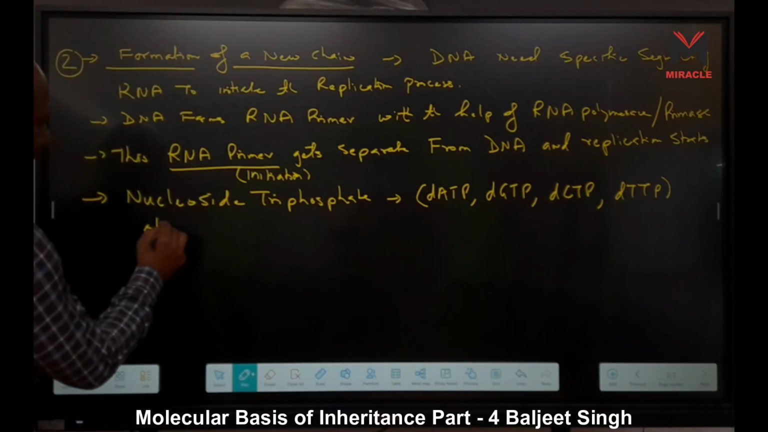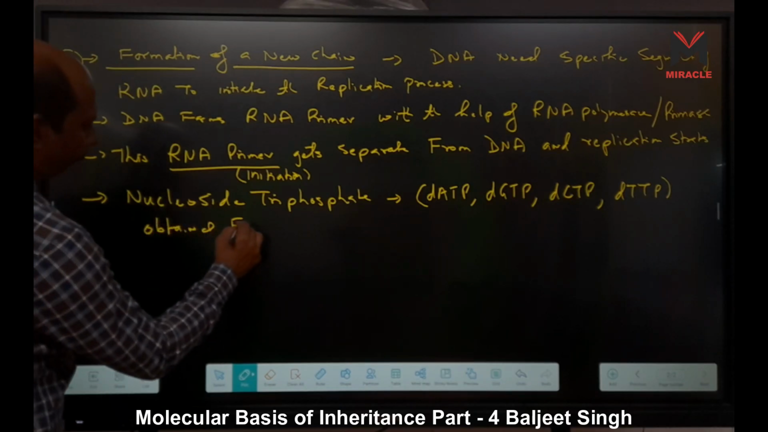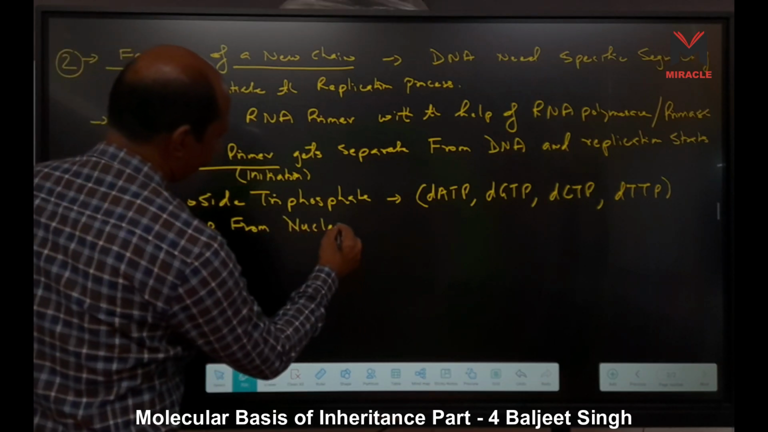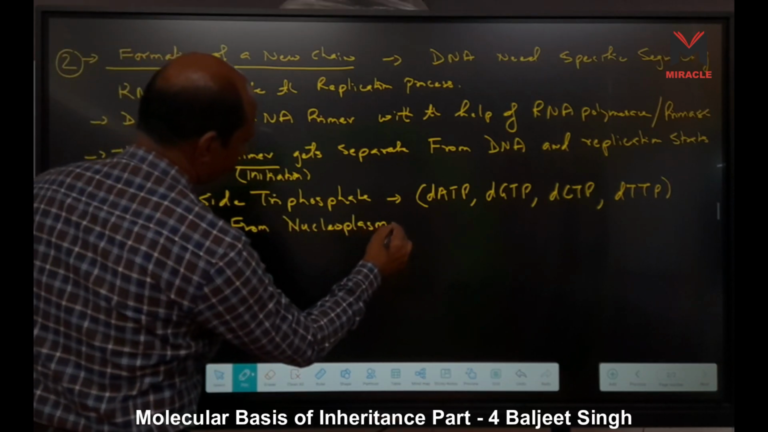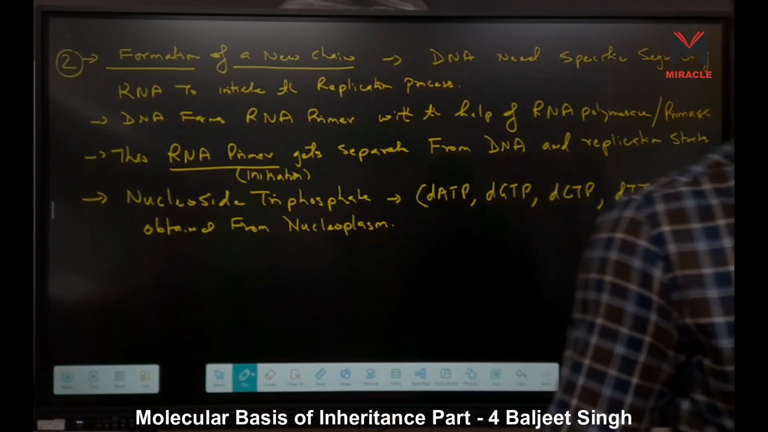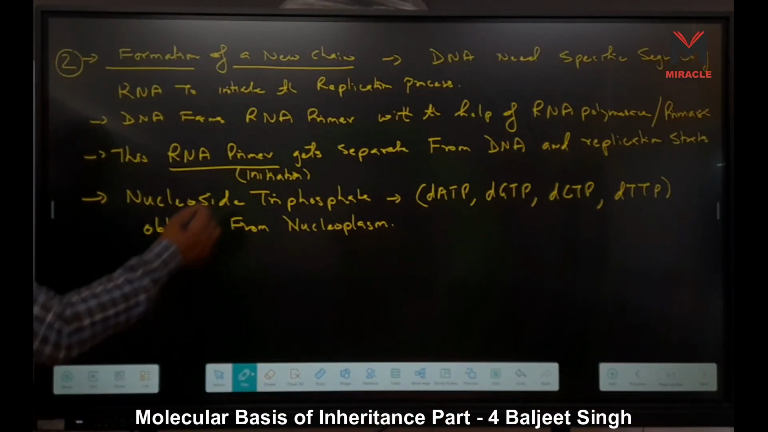They are obtained from the nucleoplasm. So they are present inside the nucleus, right? Nucleoplasm. Then what happens here?